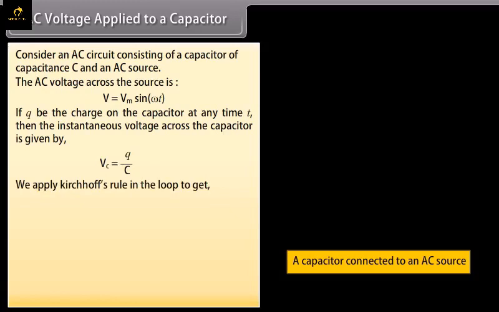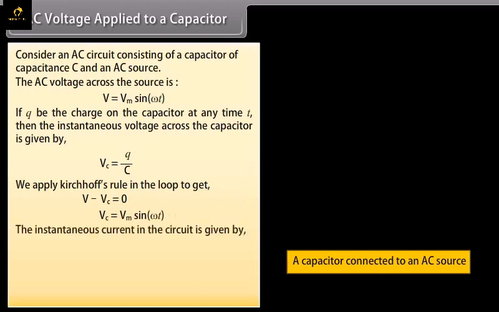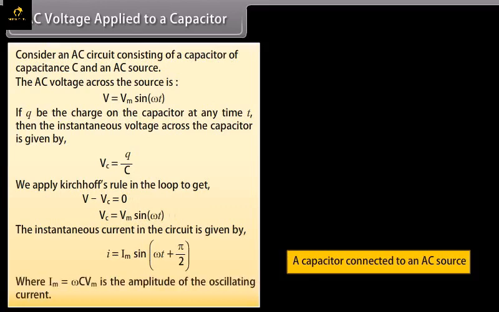We apply Kirchhoff's rule in the loop to get V minus Vc equal to 0. Now we put the value in the above equation: Vc is equal to Vm sin omega t. The instantaneous current in the circuit is given by I equal to Im sin(omega t plus pi by 2), where Im is equal to omega C Vm, the amplitude of the oscillating current.